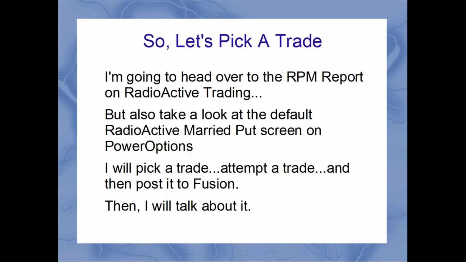We're going to head over to that RPM report on Fusion and radioactive trading. We're going to see which married puts and radioactive trades are available today that I would enter. But I'm also going to take a look at the default radioactive married put screen on power options. Even if it doesn't 100% match what I want to see, I'm confident enough in the structure that I'm going to go ahead and try to place a trade. And then I'm going to post it to Fusion subscribers. And of course, we're going to talk about it as well.